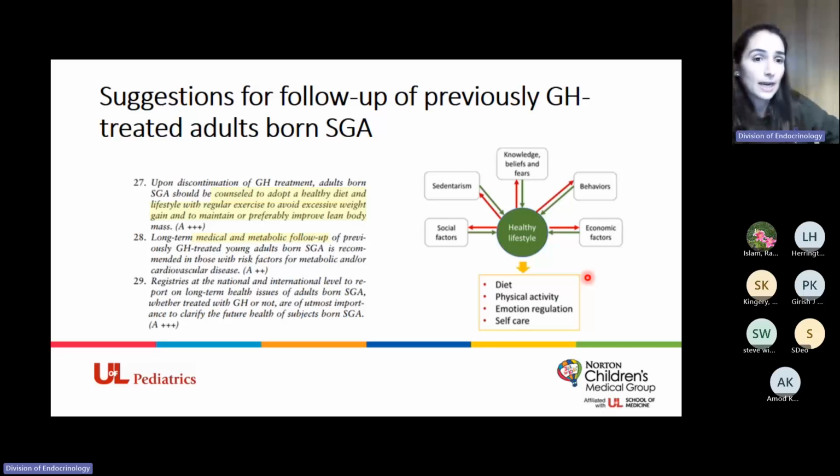So for follow-up of those patients that were treated with growth hormone and that were born small for gestational age, I think the main thing is just to reinforce and tell them that the most important thing is that they maintain a healthy diet and a healthy lifestyle in general, regular exercise, and try to avoid excessive weight gain. And I mean, this is basically what we recommend for everybody, right? And then when indicated, we want to do medical and metabolic follow-up and get labs just like we do with all of our patients.